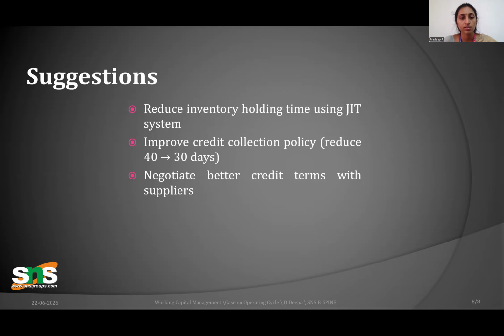Next, improve the credit collection policy. You should not give longer time periods like 120 days, 90 days, or 60 days. That is not good for your business. So reduce 40 days, which is given in our case, to 30 days. That is enough. And next, negotiate better credit terms with the suppliers. That also we can do. These are the suggestions we are providing for this company. Clear? Thank you.